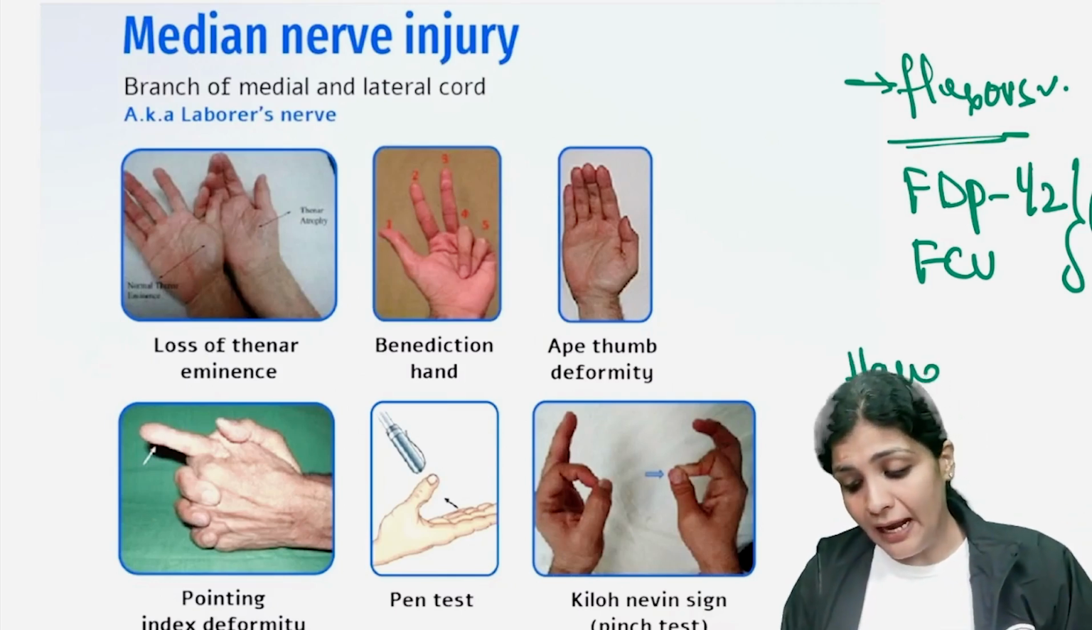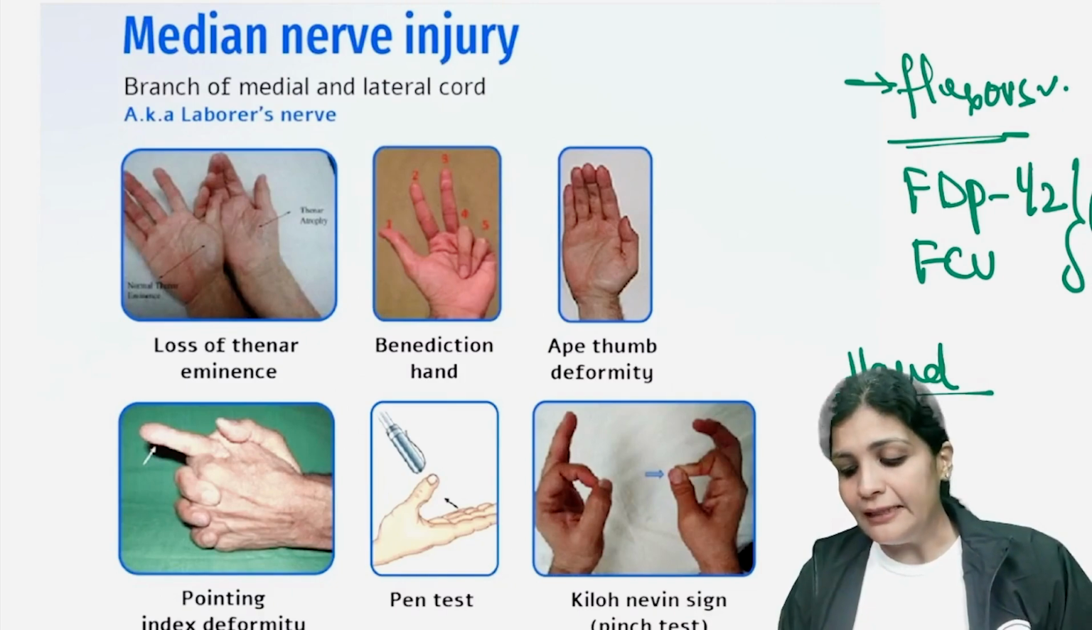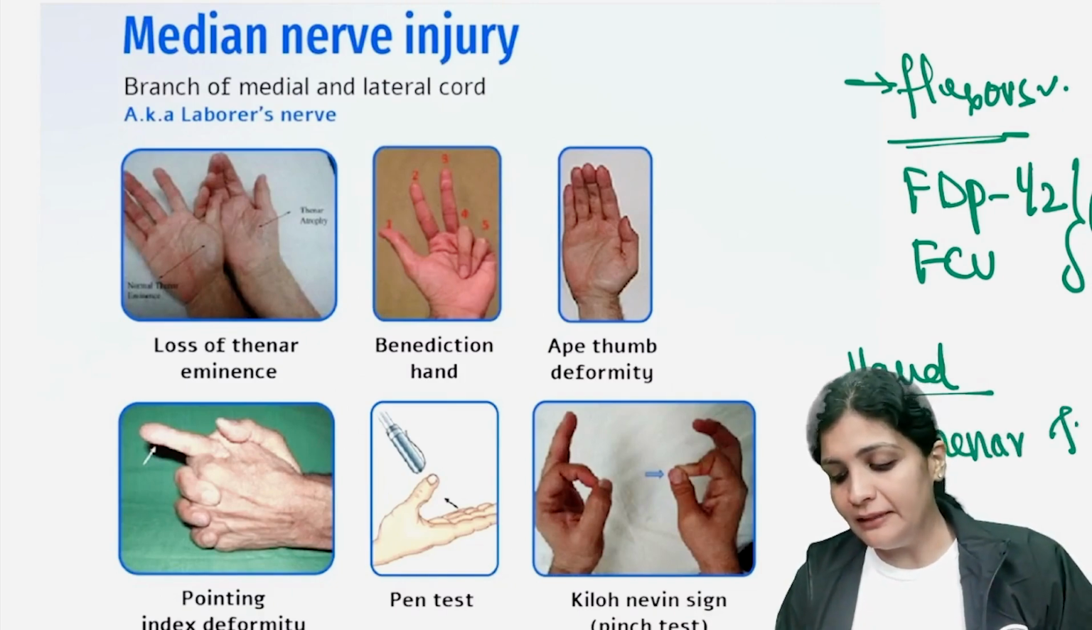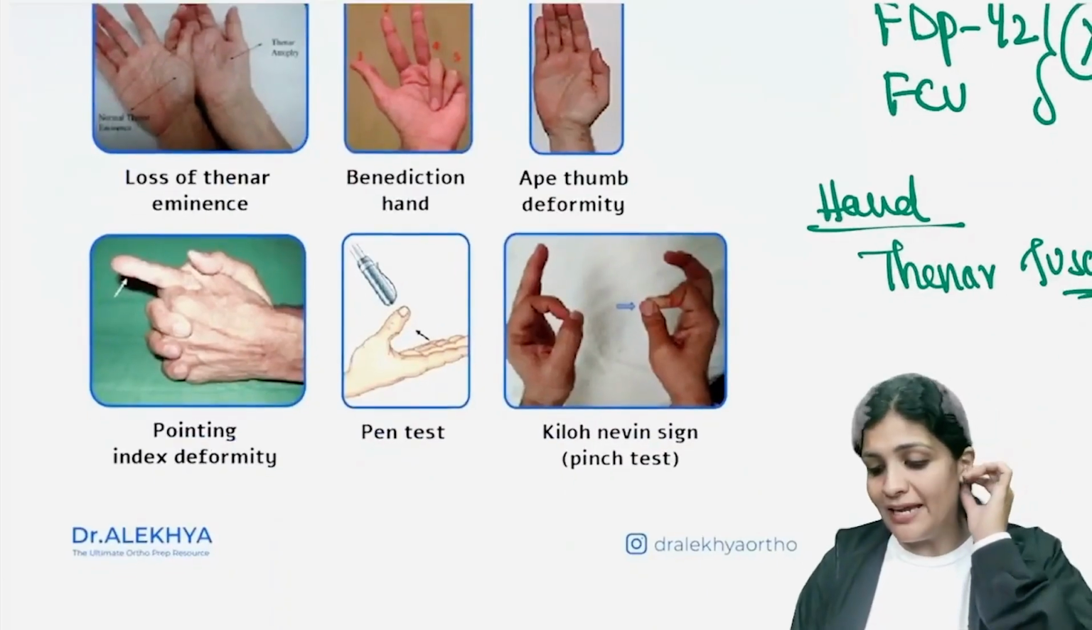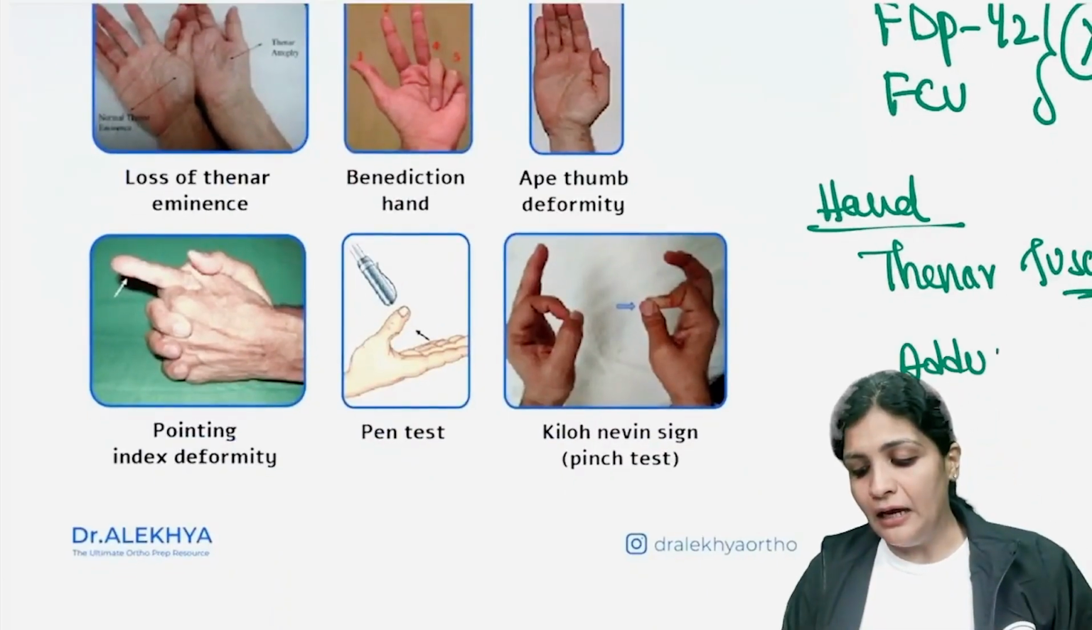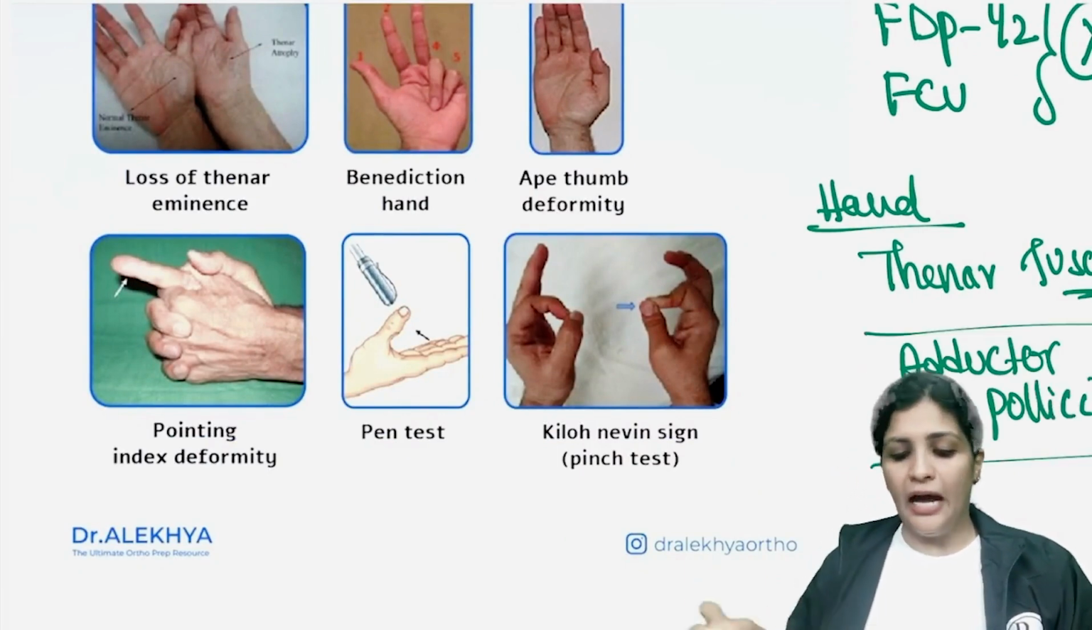So the median nerve supplies the flexors, except the flexor digitorum profundus medial half and the flexor carpi ulnaris. All the long flexors are supplied by your median nerve. And coming to the hand, it supplies the thenar muscles, right? And here also in the thenar muscles, one exception is the adductor pollicis, which is supplied by your ulnar nerve.